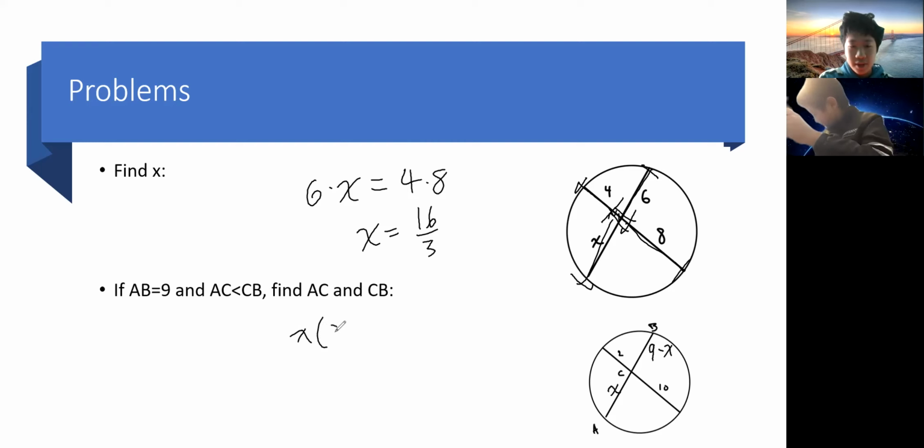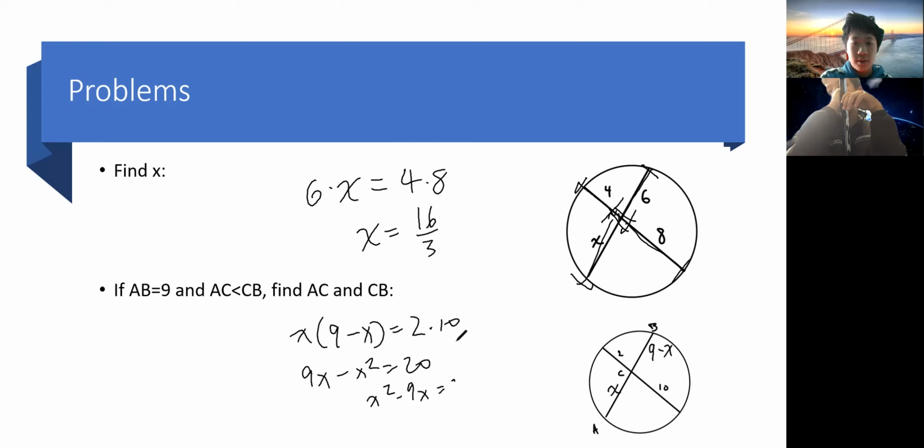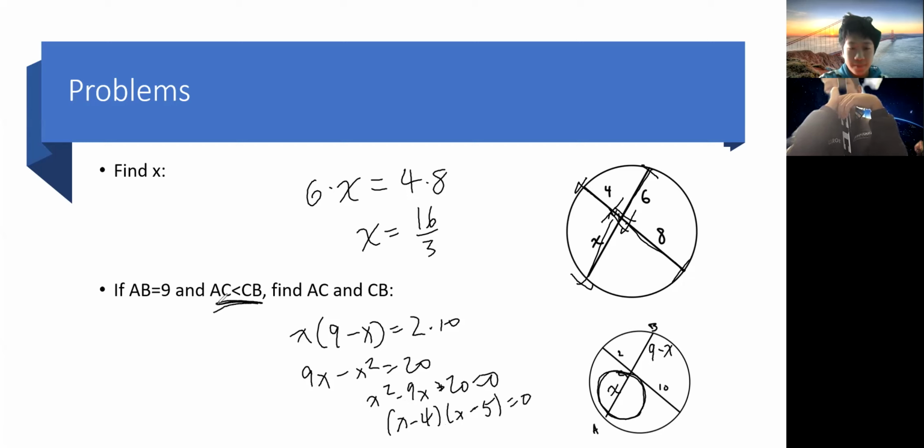If you multiply x times 9 minus x, you have to get 2 times 10. 9x minus x squared equals 20, so x squared minus 9x plus 20 equals 0. And then if we factor this, we have (x minus 4)(x minus 5). So x can be 4 or x can be 5. But remember, AC has to be smaller than CB, which means that we're going to have AC equals 4 and CB equals 5 here. Any questions?